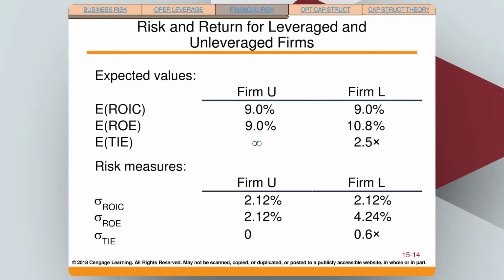Alright. So, risk and return for leverage and unleverage. So, expected values, firm U, 9%, 9%, ROE 9, 10.8, then times interest. Ito yung kanina, no? And 2.5. Risk measures. Walang problema sa ROIC kasi same lang yung formula niya, it will not affect the interest. While the ROE, so 2.12 and 4.24, and of course, sa times interest earned, you have 0.6. So, meaning, we just compare the leveraged and unleveraged firm.